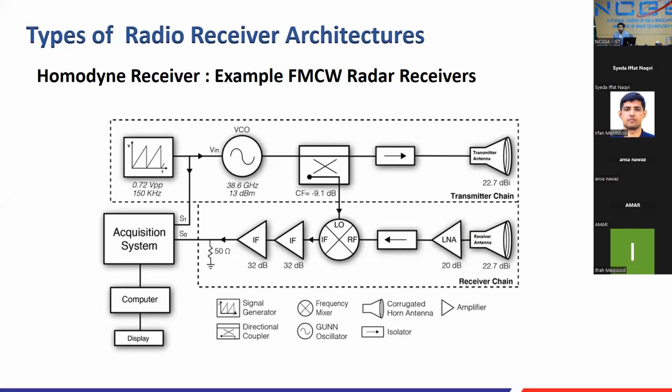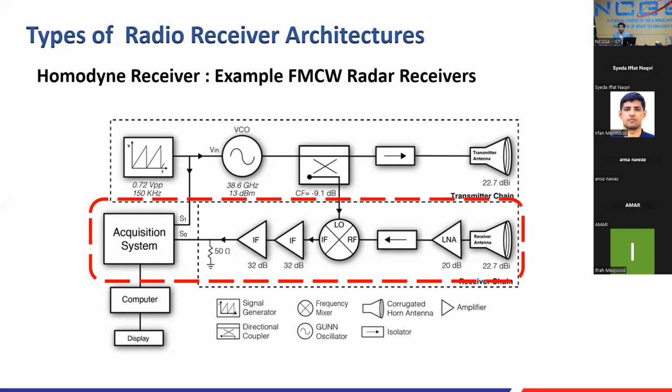Then maybe there is an amplifier or isolator. Then it is transmitted, reflected back from the target, and received by the antenna. I'm talking now about the receiver part: LNA, then again maybe an isolator to isolate the RF from the LNA. Then there is a mixer, then an IF amplification stage, then the data acquisition stage. So in this FMCW radar architecture, you can see this is implemented on a homodyne architecture. Traditionally, it is the design for FMCW radar.